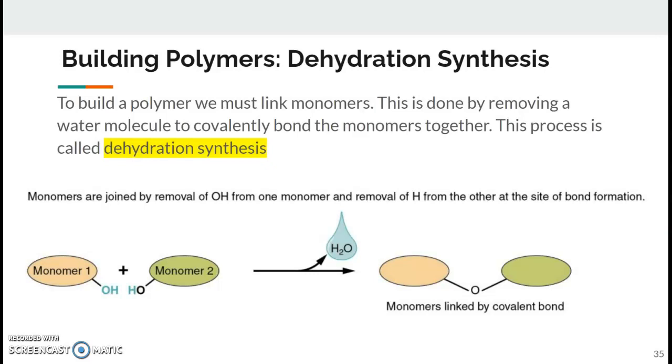Polymers are built through a process called dehydration synthesis. So you have a monomer, you have two monomers. One loses the hydroxide, the other loses the hydrogen, and that forms water, right? And they're linked together by a covalent bond, and they form a polymer.